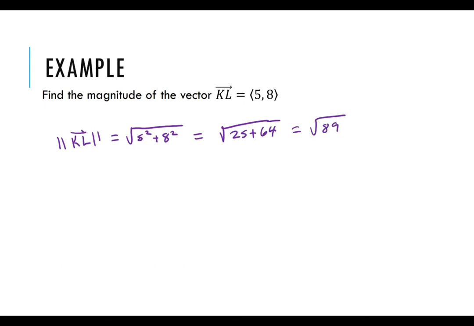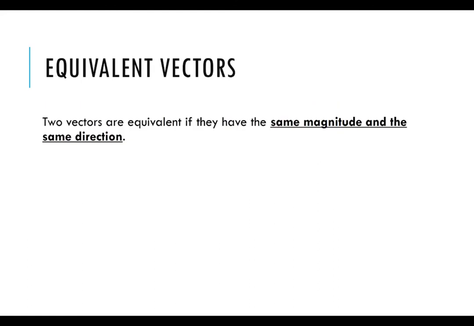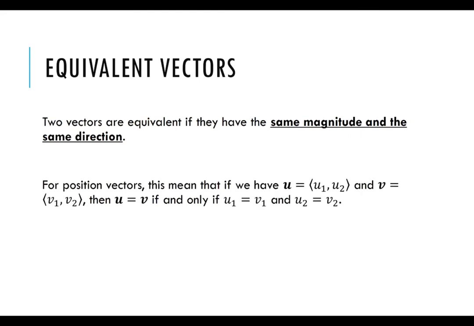And so then, if we can, we do want to try to simplify that square root, but the square root of 89 won't simplify because 89 is a prime. But that is our magnitude. Once again, two vectors are equivalent if they have the same magnitude and the same direction. So for position vectors, this is super easy.